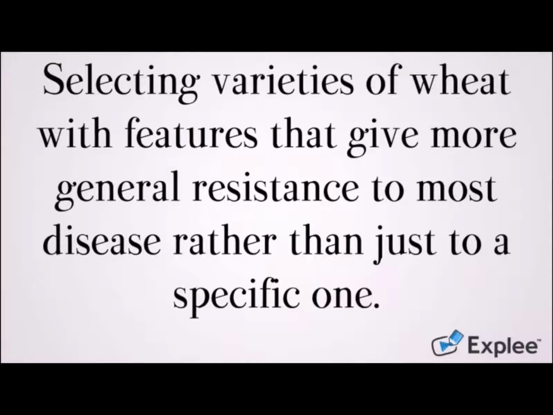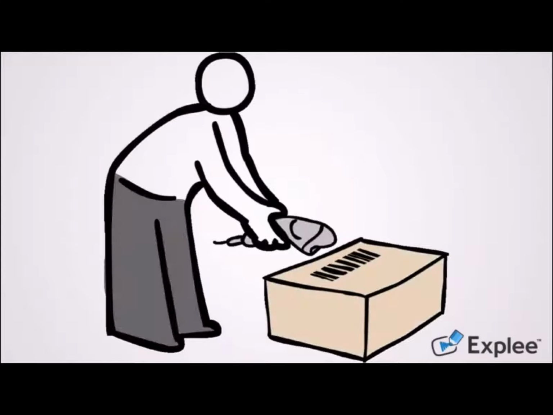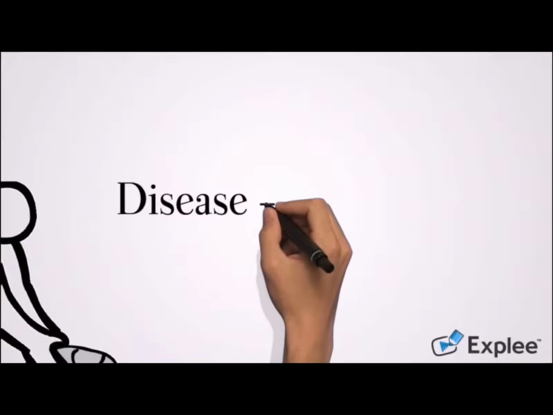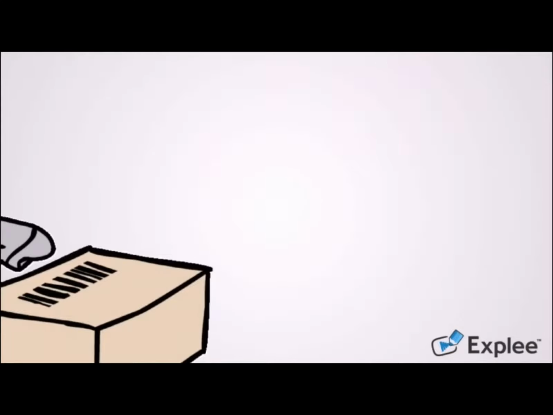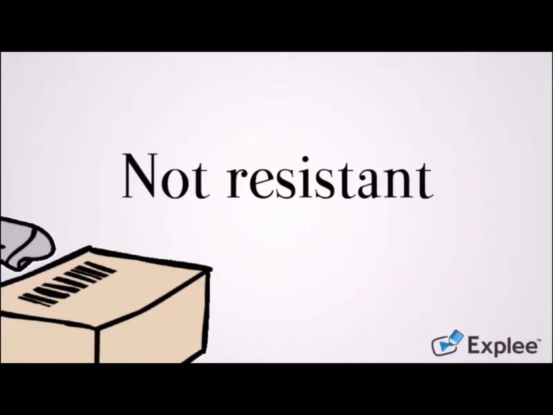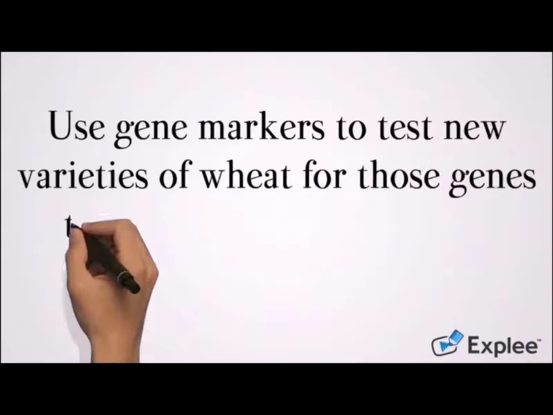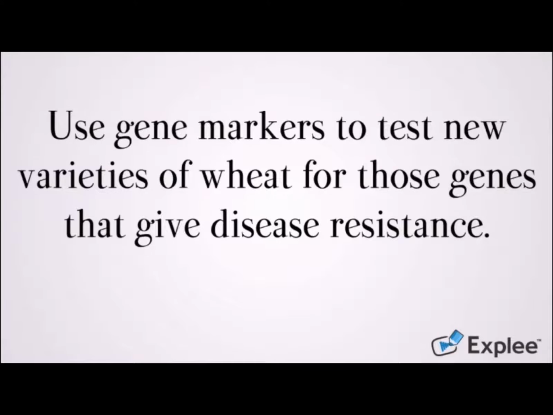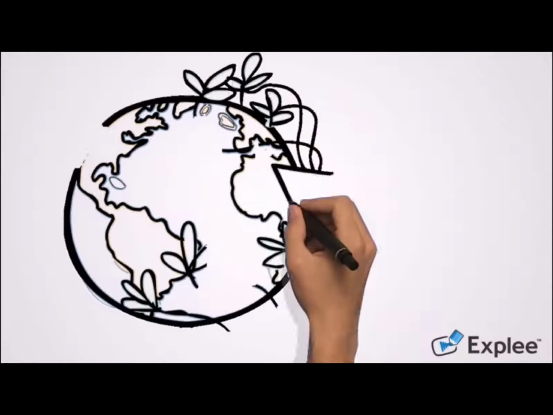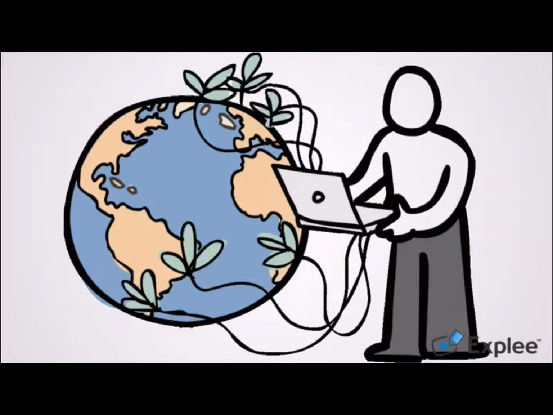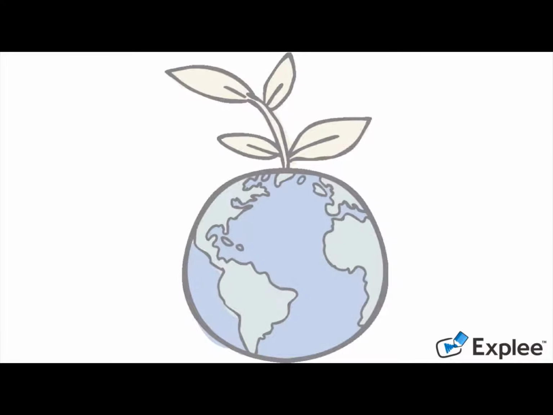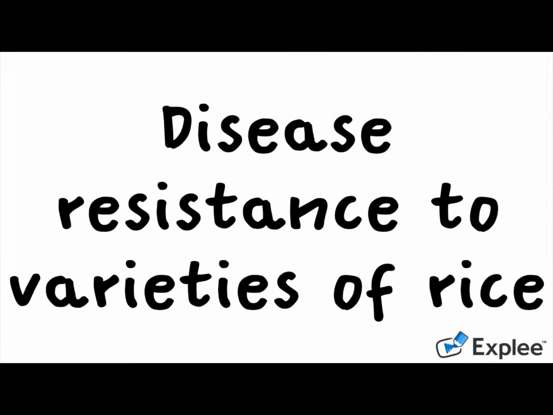Therefore, this led to selecting varieties of wheat with features that give more general resistance to most diseases rather than just a specific one. Modern breeders now can scan the genome of wheat plants and detect regions that differ between disease-resistant ones and those that are not resistant. They can then use gene markers to test new varieties of wheat for those genes that give disease resistance. This allows them to select plants more quickly than growing large numbers to maturity to see whether they have inherited the desired resistance. So now, let's talk about disease resistance to varieties of rice.